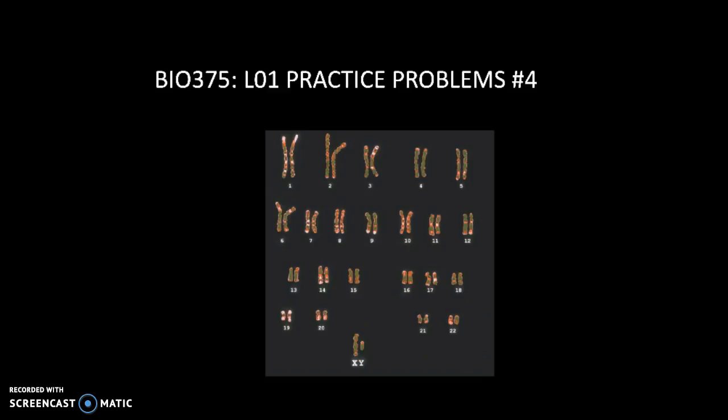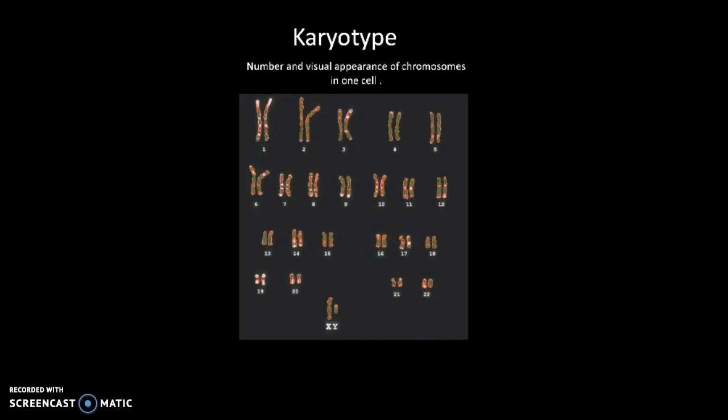Before we jump into it, we need to understand a few things about chromosomes and what constitutes different types of chromosomes. The first thing you need to know about, which helps me visualize it better, is a karyotype. A karyotype is the number and visual appearance of chromosomes in one cell. Here we have the number of chromosomes. You see there's 22 pairs plus an X and a Y that we also call a pair. So 23 pairs, which would mean that there are 46 chromosomes. This is representing the human genome.